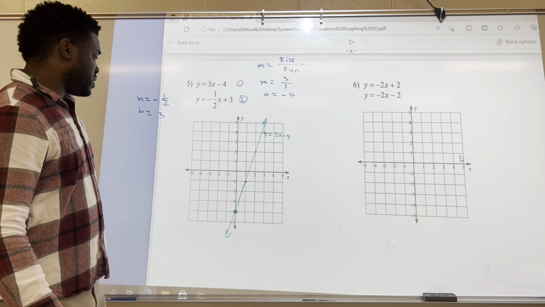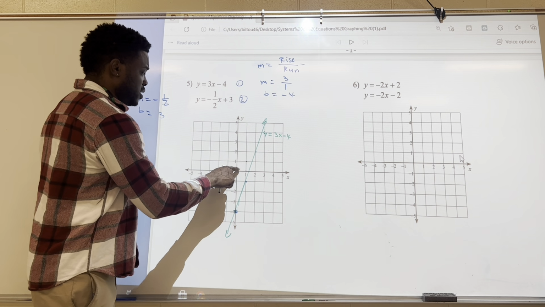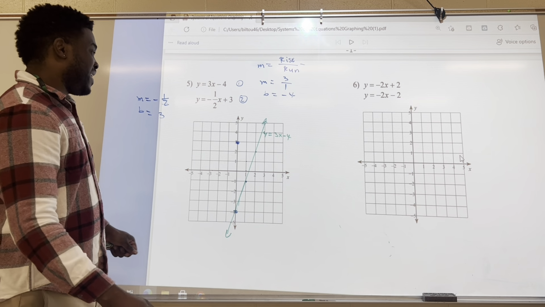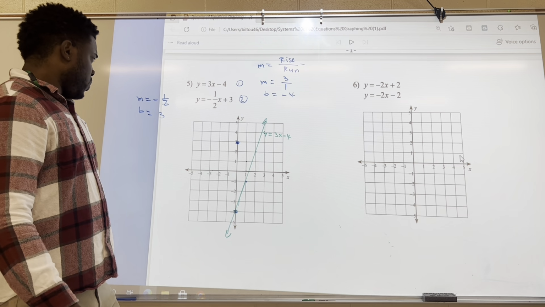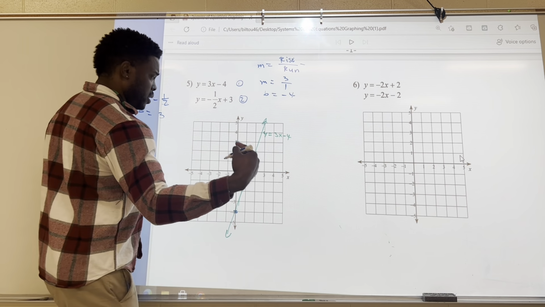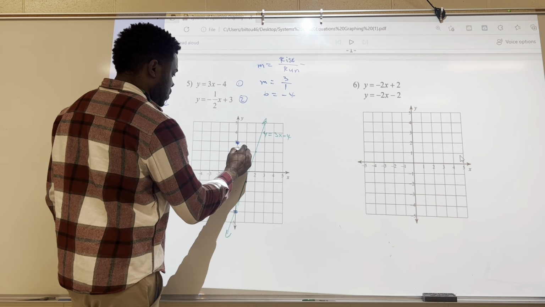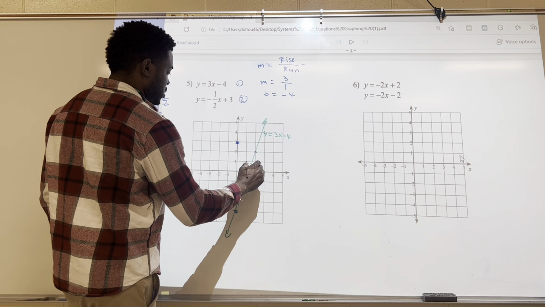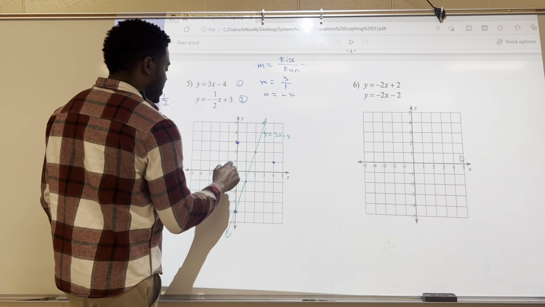Now let's plot the y-intercept. The y-intercept is over here, 0, 3. This is our y-intercept there. From there, we can actually graph. You know that you have to go down 1 and then right 2. So my point is over here, and I'm going to do the same thing: down 1 and right 2, meaning my next point is over here. I keep going and do the same.